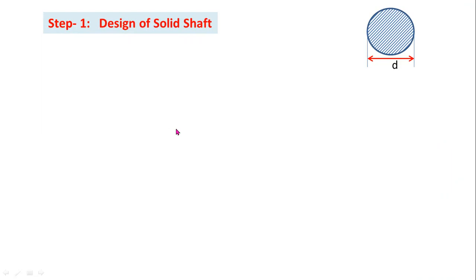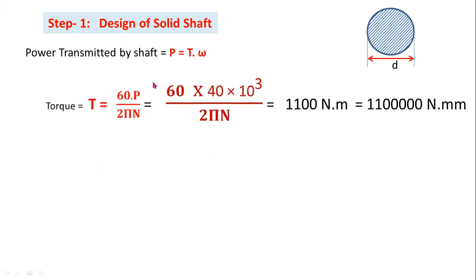Here in step 1, you have to design a suitable size of the solid shaft. Let small d be the diameter of the solid shaft. We already know the formula for power transmitted by the solid shaft: power P equals T into omega, where omega equals 2 pi n by 60. So power P equals T into 2 pi n by 60. From that equation, the torque transmitted by the solid shaft, torque T equals 60 into P by 2 pi n.